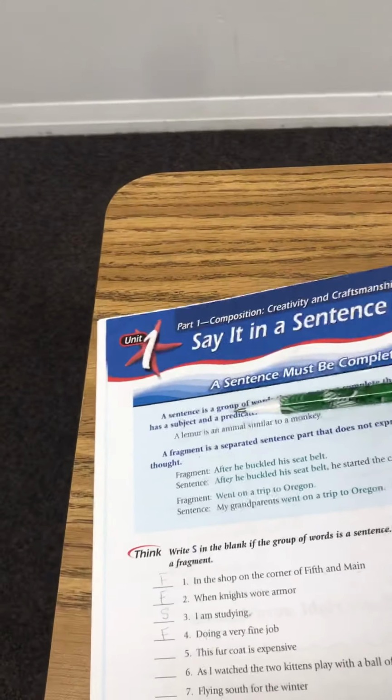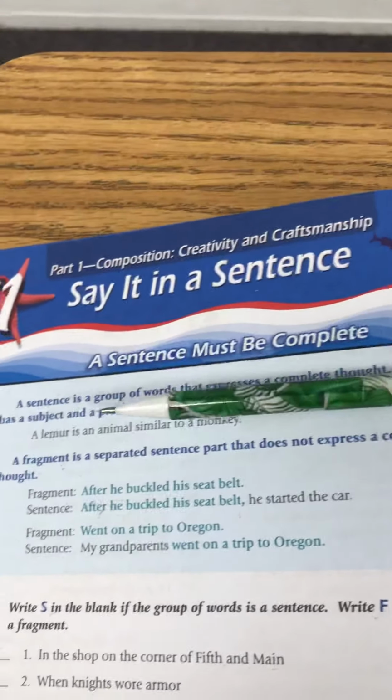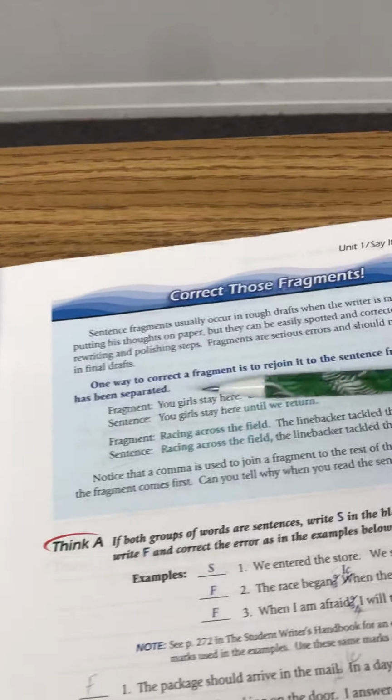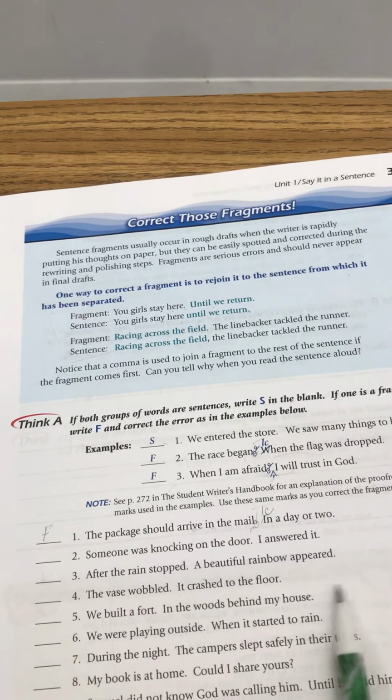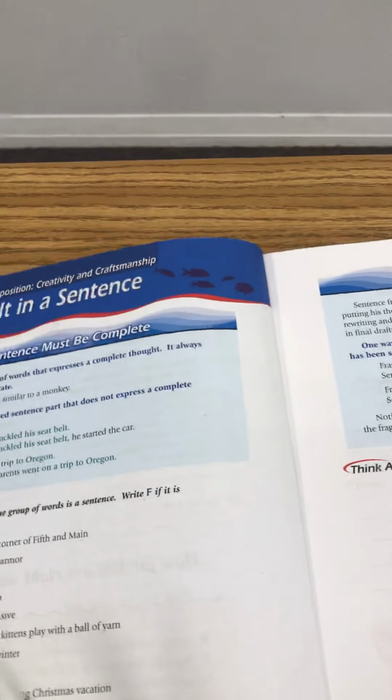So I hope that this makes sense to you. The first one is easy, just identifying a sentence and a fragment, and the second page is putting the fragment into one sentence to make it into a sentence. So that's what we need to do, but on Zoom, we will go over these 2, and if you have any questions, I can answer them for you.